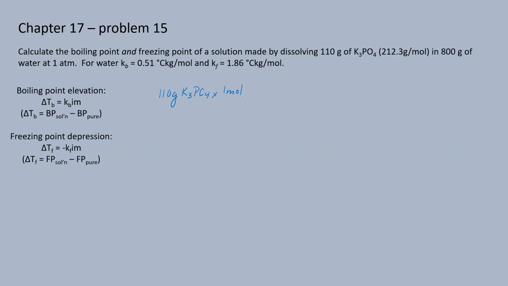The molar mass was given: 212.3 grams per mole. So that gives us 0.518 moles. And then we have 800 grams of water, which is 0.8 kilograms. So our molality is 0.518 per 0.8.